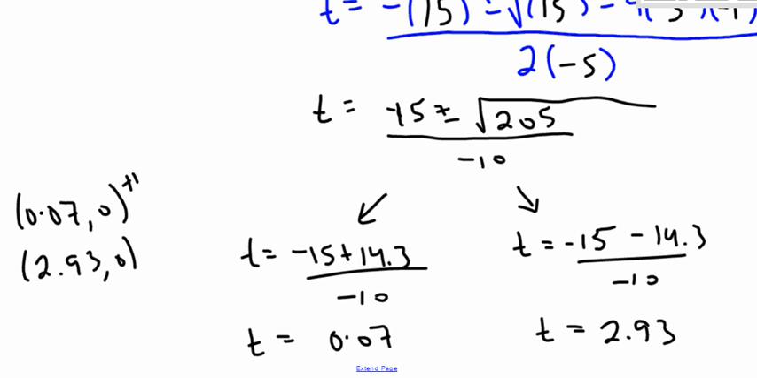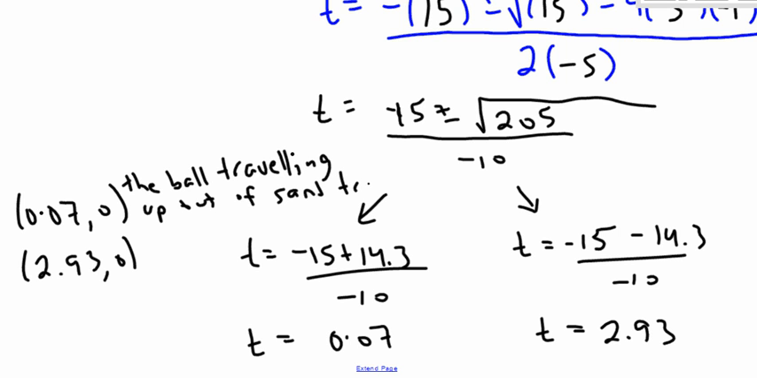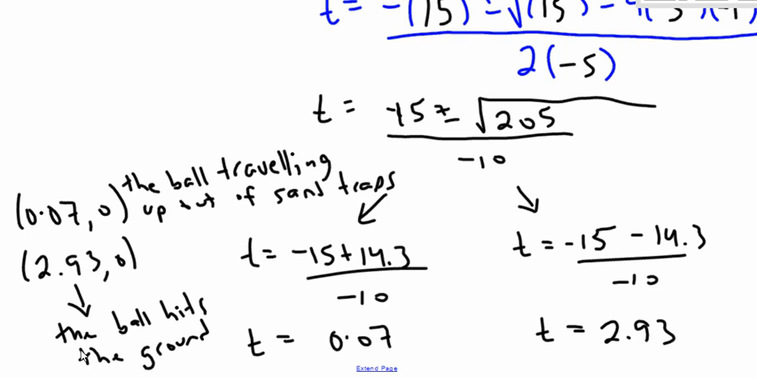This is the ball traveling up out of the sand trap, right? That's the very fast, short time one. And this one represents the ball hitting the ground. So these are the time references when these two events happened.